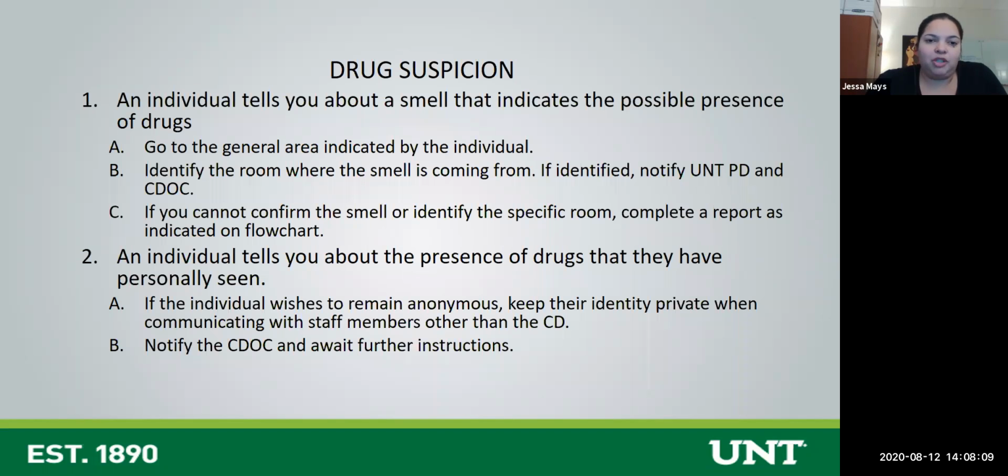So for drug suspicion, an individual tells you about a smell that indicates the possible presence of drugs. You're going to go to the general area. You need to identify the room where the smell is coming from. Again, it's not just call the police because you smell it. You have to identify the specific area, whether that be a room or suite of rooms that the smell is coming from before, Logan, I'll get to that question in a second. And then we can call UNTPD. When we call UNTPD, you're going to call the CDOC right after. The CDOC will come out when the police come out as well.